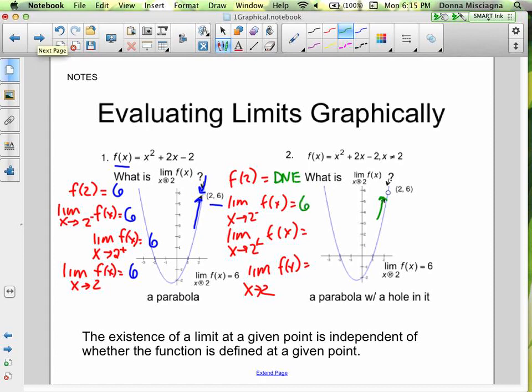The limit of f of x as x approaches 2 from the right. If we come from the right, our function is approaching 6. So our left and our right hand limits match, so the limit of f of x as x approaches 2 is 6. Notice that the existence of a limit at a given point is independent of whether or not the function is defined at the given point. It doesn't matter that there's a hole in our graph at (2, 6). The function is still approaching 6 when x is approaching 2. So that would be the limit as x approaches 2.